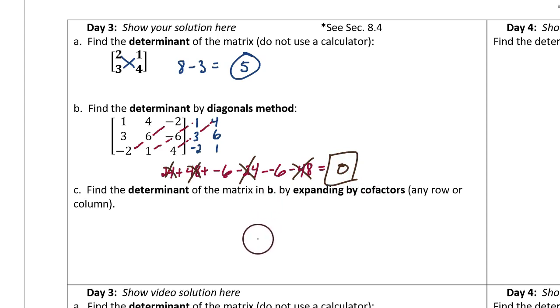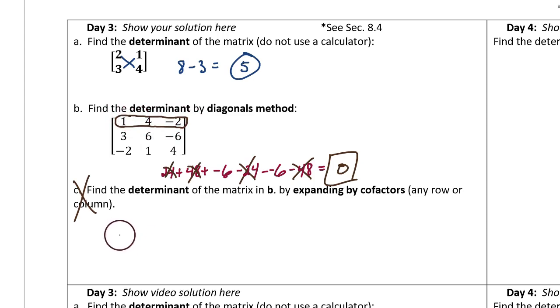Now question C says find the determinant of that same matrix by expanding by cofactors. We skipped that topic in the book, so we can skip doing question C. However, let me show you the technique because it's pretty fast. Let's choose the numbers in the first row, the 1, 4, and the negative 2. And we're going to get the determinant using those numbers and manipulating the numbers in the other rows of the matrix. The very first number in the first row is 1.